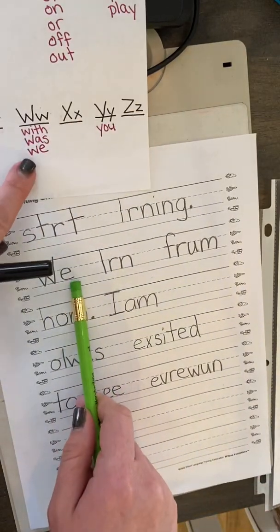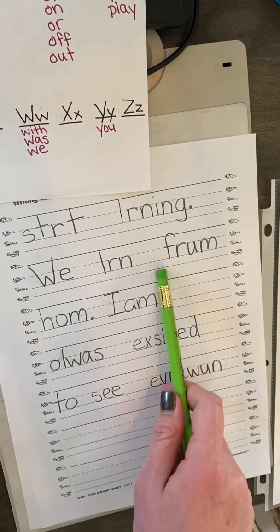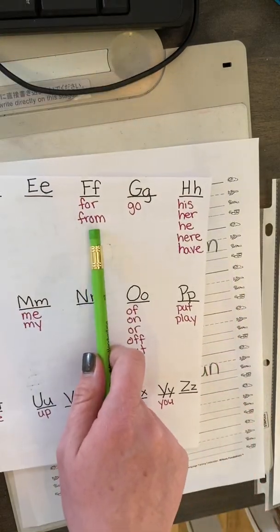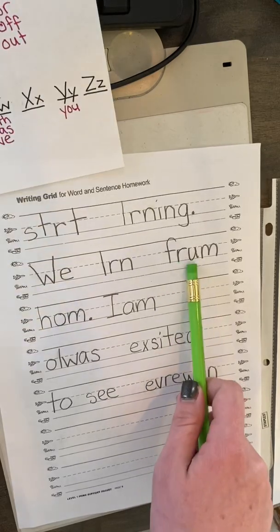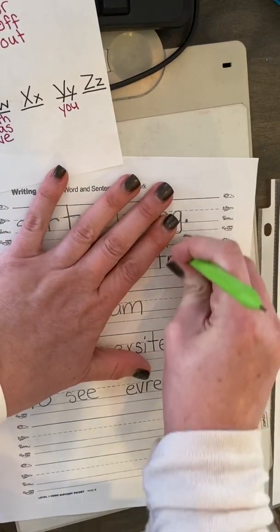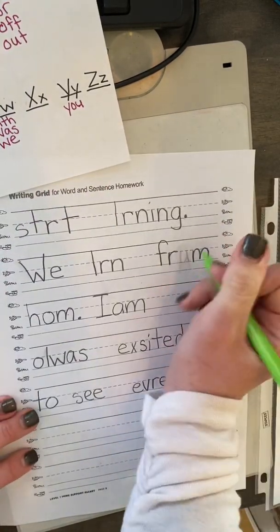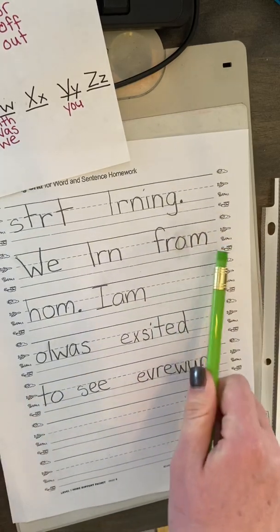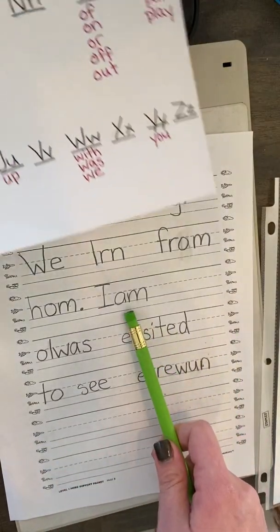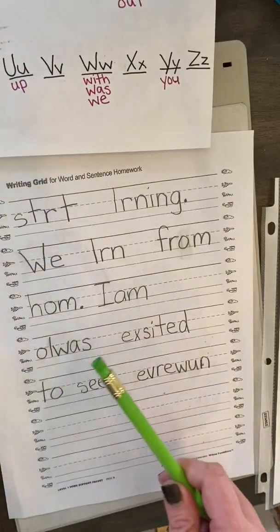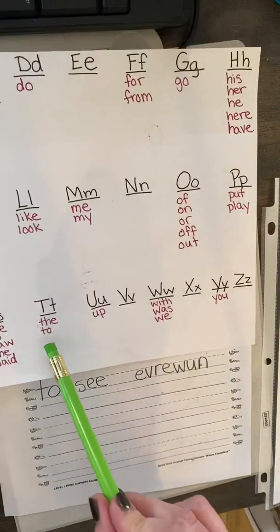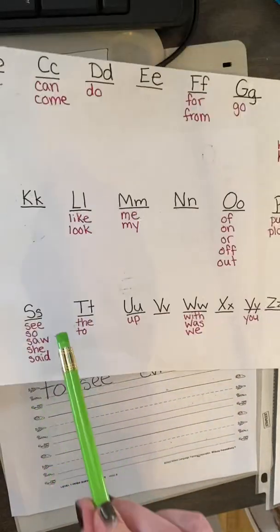We. W-E. From. F-R-O-M. This is not you, it's O. So I'm going to erase that and fix it. F-R-O-M. From. I am. A-M. To, T-O. See, S-E-E.